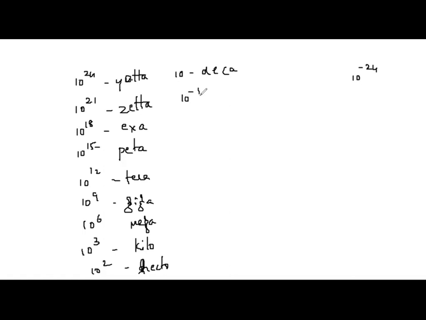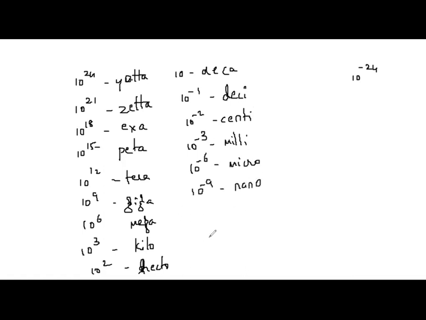10 raised to minus 1 is what? It is Deci. 10 raised to minus 2 is what? Centi. 10 raised to minus 3 is milli. 10 raised to minus 6 is micro. 10 raised to minus 9 is nano. 10 raised to minus 12 is pico. 10 raised to minus 15 is femto. 10 raised to minus 18 is atto.